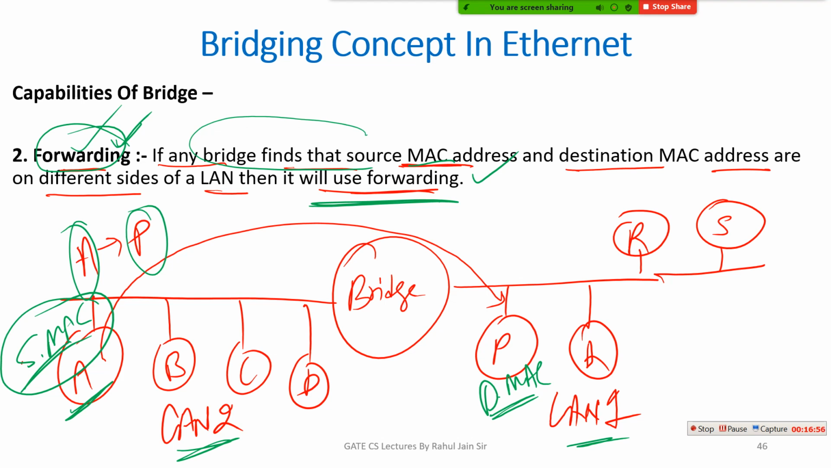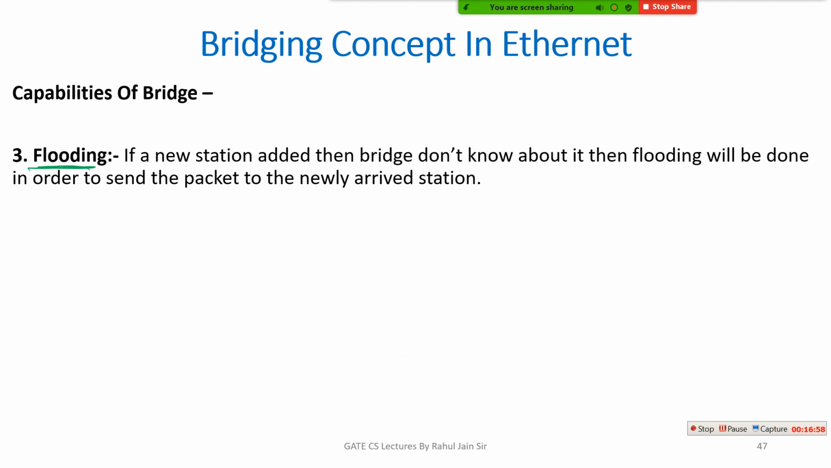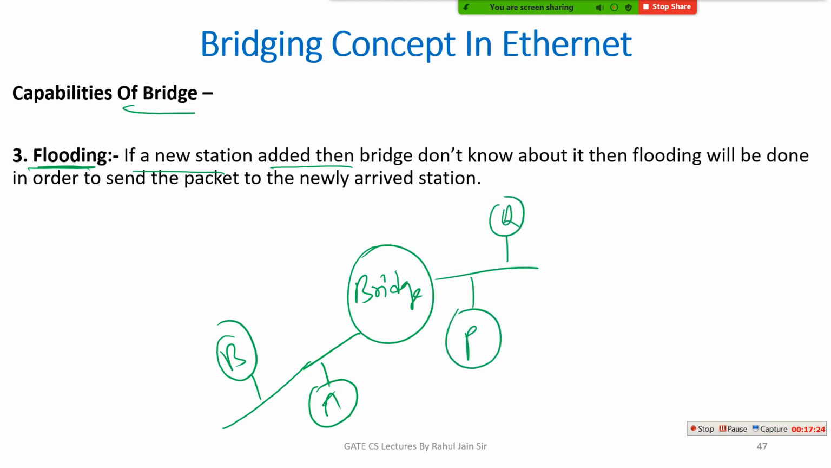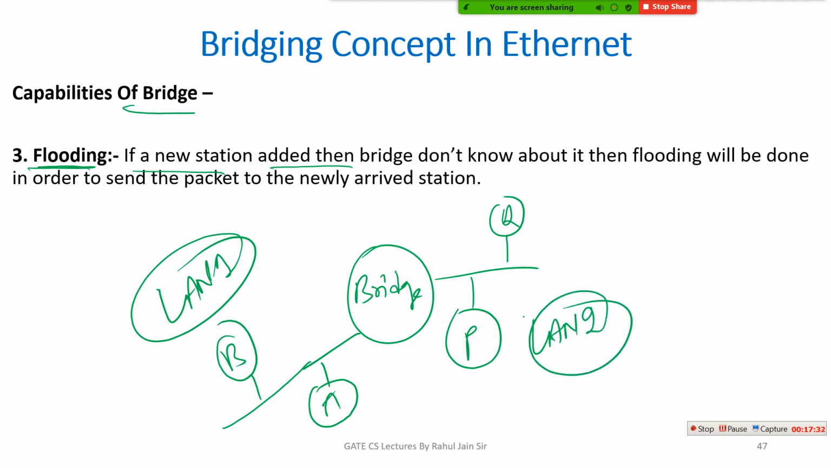Okay guys, now the next one. The next capability is flooding. What is the flooding capability of a bridge? If a new station is added, suppose this is my bridge, and with this bridge I have two stations here, A station and B station, and here I have two stations, P station and Q station. Okay guys, in lane 1 I have two stations, and in lane 2 I have two stations.